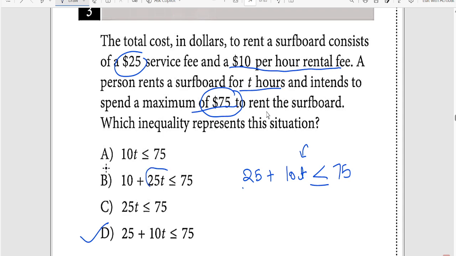Why can't we multiply 25 with t? Because it says $10 per hour. 25 is a service fee, because it does not say per hour or something like that. That's why option D is correct.